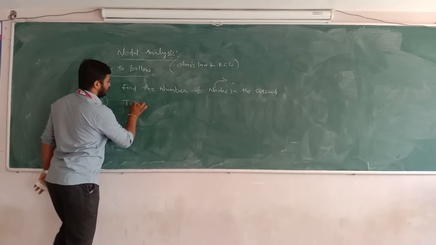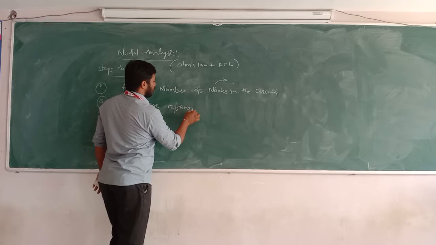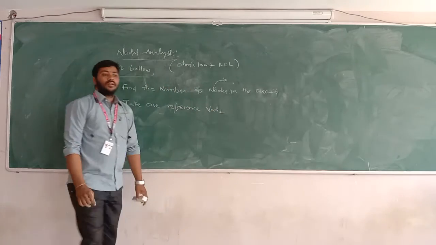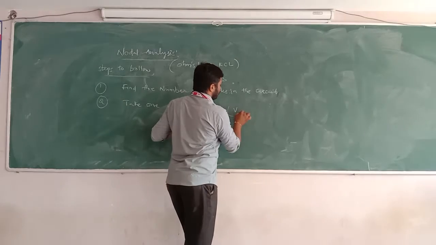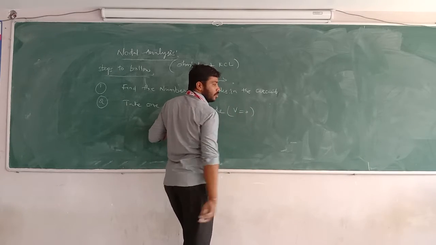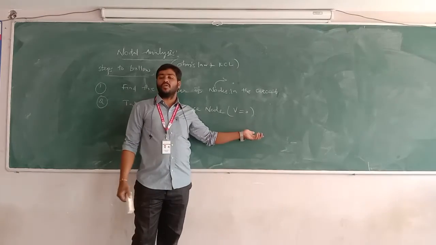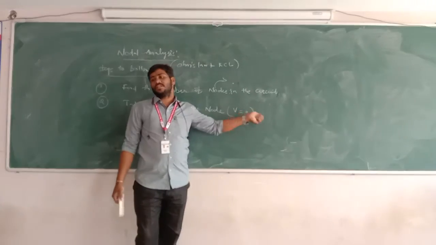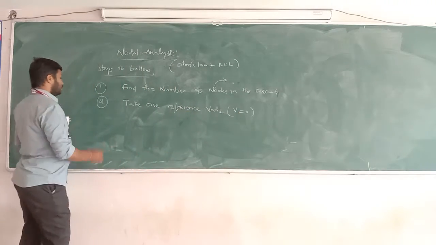Next point: take one reference node. What is this reference node? The node voltage is equal to 0. That is also the ground voltage. We can call it the ground voltage. We should make the ground voltage equal to zero. That is the reference node.